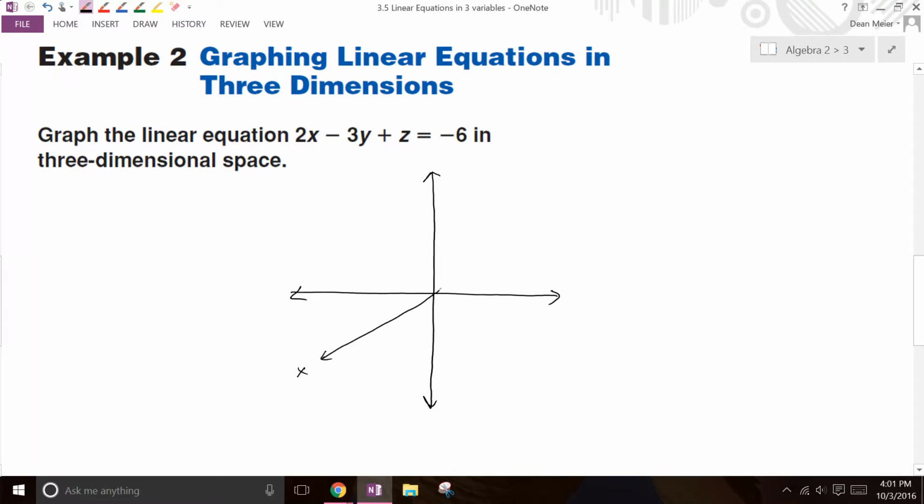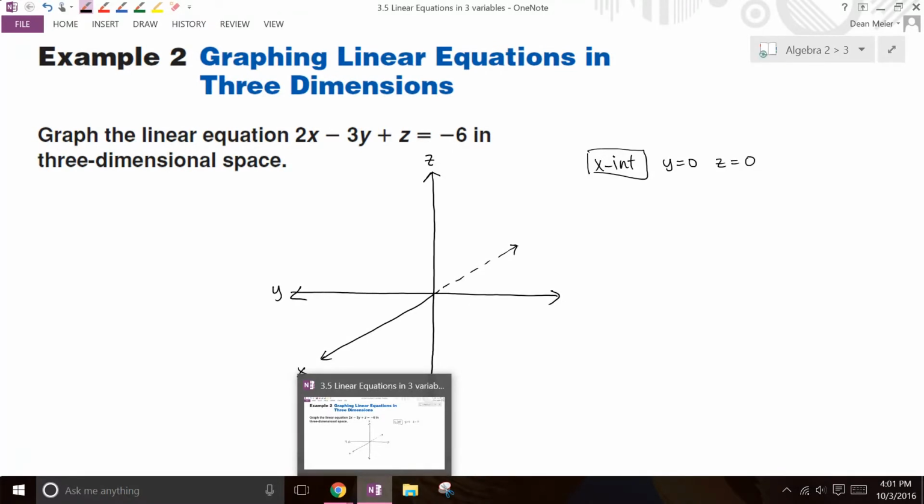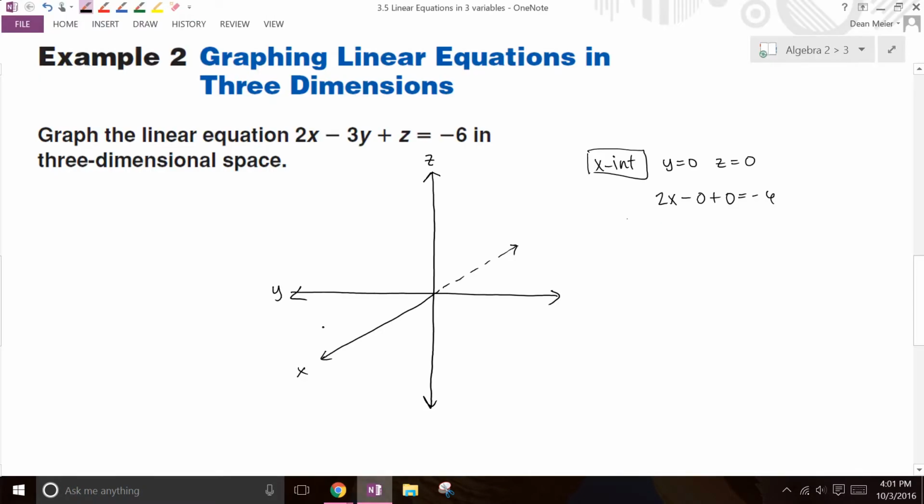So there's my x-axis. There's my y-axis, and there's my z-axis. Now, how on earth do you plot? Well, you use the cover-up method because that's the only way that works really well, right? So say I want to find what we call the x-intercept. Well, if I'm going to find the x-intercept or where it crosses the x-axis, then I'm going to make y a 0 and I'm going to make z a 0. So if you make y and z both zeros, you will see that I get 2x minus 0 plus 0 equals negative 6. And if I divide that, I get x equals negative 3.